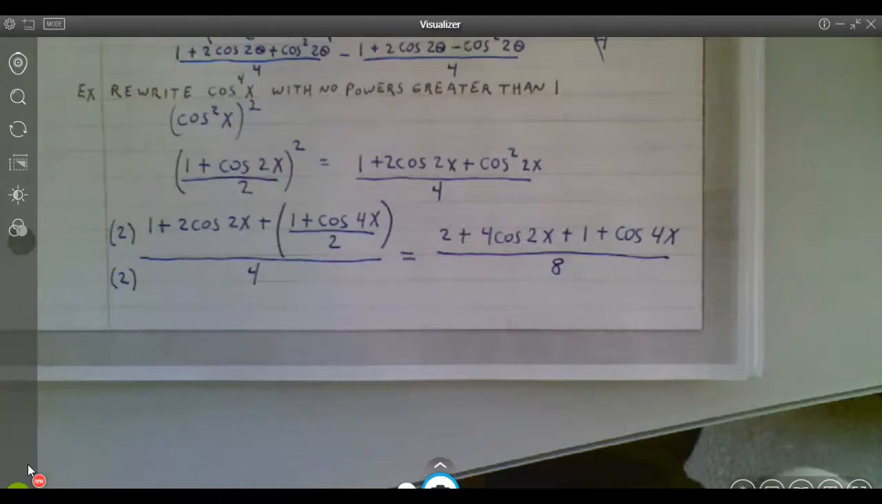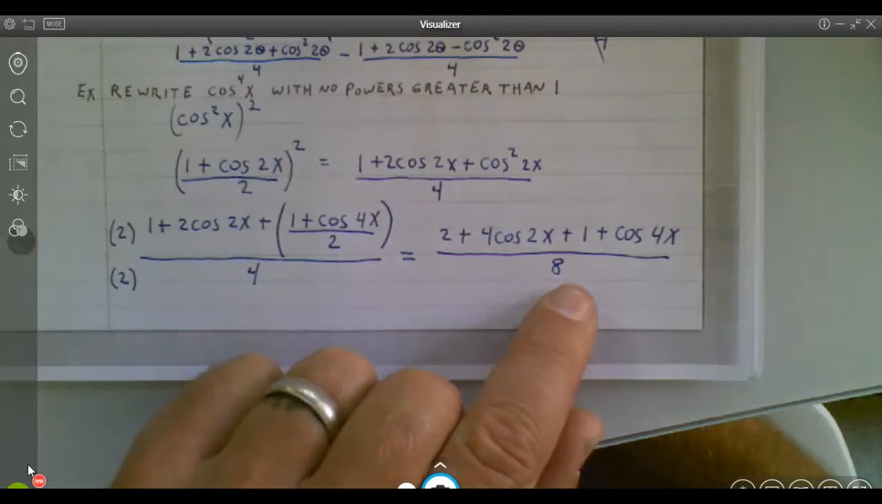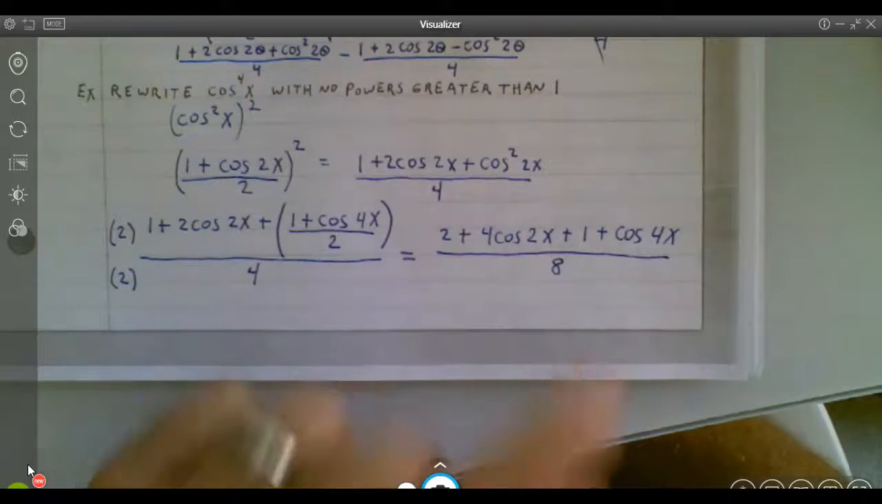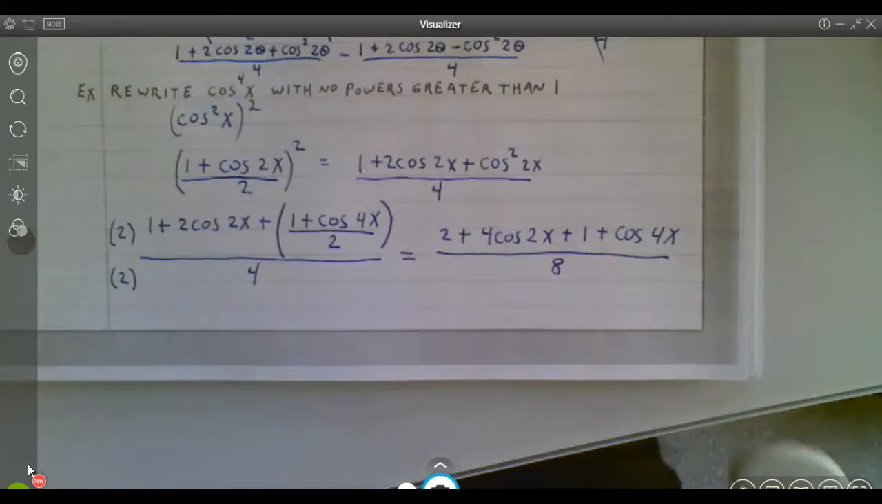And so now I don't have a complex fraction. My powers are all 1 or less, so I'm good. I would just combine like terms. So obviously the 2 and the 1 can become a 3. But other than that, that's where I would leave my answer. All right, let me move on for you.